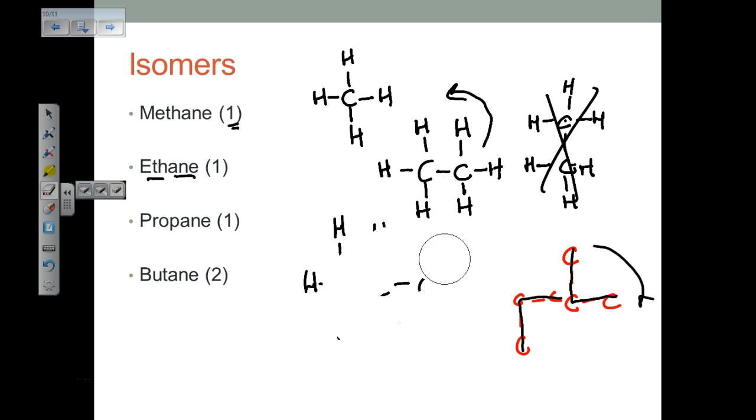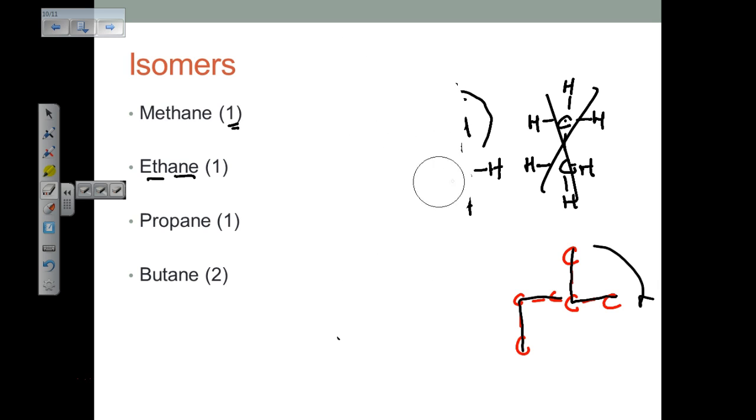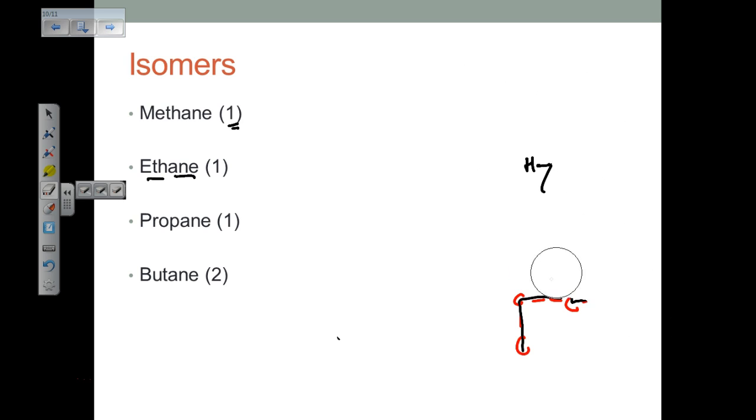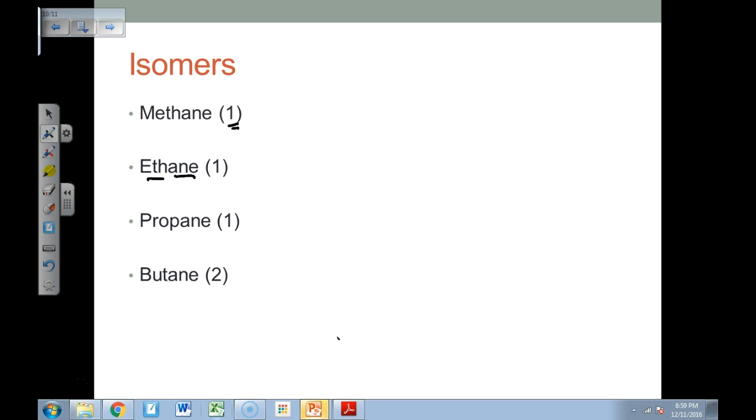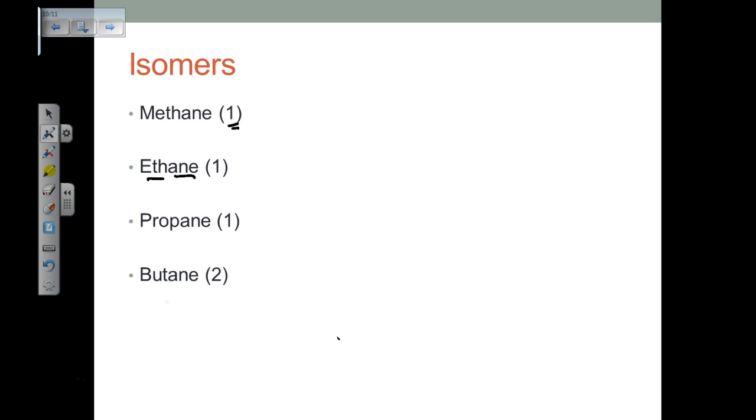Okay, now let's get into butane, because butane is where the fun begins. Okay, there are actually two structural isomers of butane, or two butane structural isomers. Now, when I say that, I mean the formula of them is going to be C4H10, and so we can't tell the difference between those by the formula, so we're going to have to look at the structure.